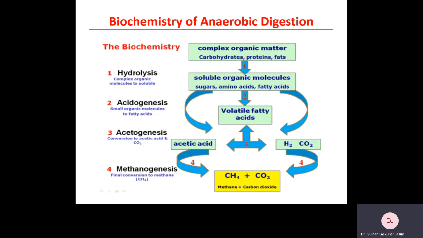organic matter, like carbohydrates, proteins, and fats, is converted to soluble organic molecules, such as sugars, amino acids, and fatty acids. You can see the smaller units forming the carbohydrates are sugars, smaller units making the proteins are amino acids, and smaller units of the fats are fatty acids. So this is called the hydrolysis process. And the final products are also very important. At the end of anaerobic digestion, you will get methane and carbon dioxide.